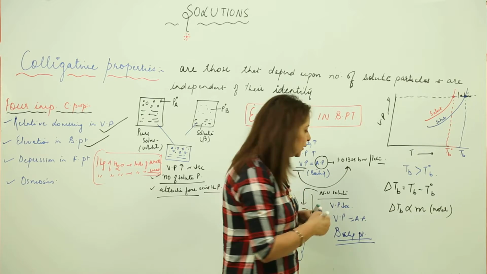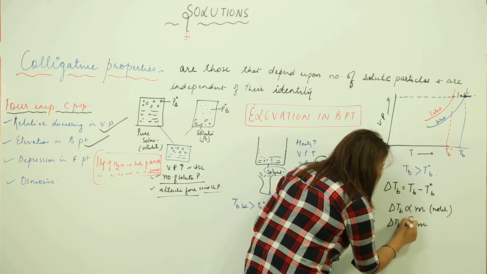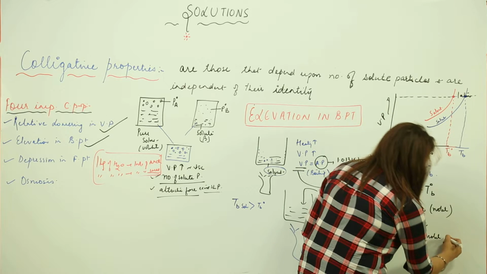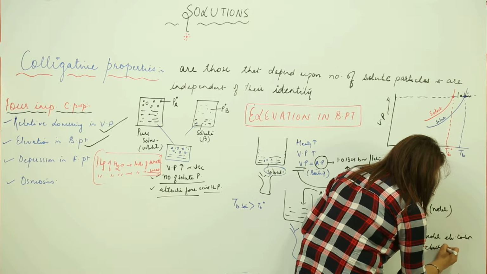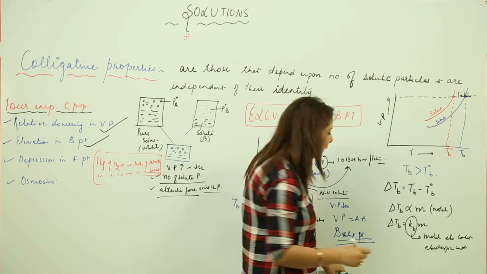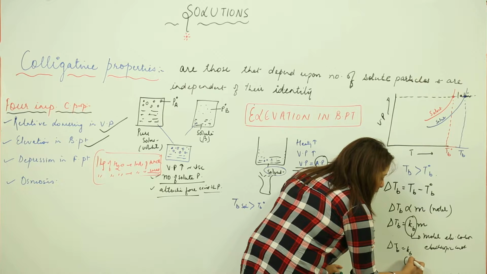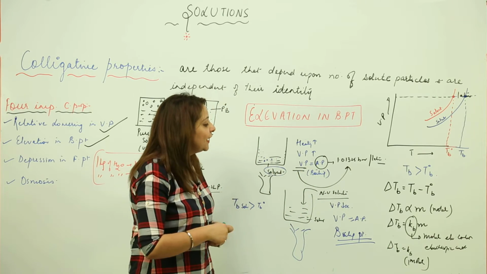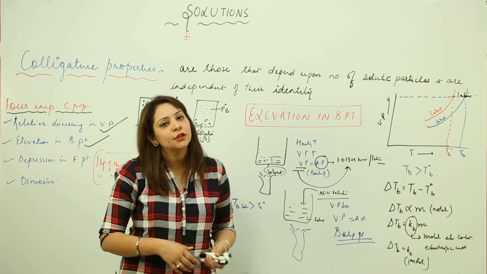And we need to have an expression also. So I will remove the proportionality sign, and I get the constant Kb. Kb is the molal elevation constant, or the ebullioscopic constant. If we take the concentration of the solution as 1 molal, then delta Tb is equal to Kb. Hence it is proved that it depends upon the molal concentration of the solute, and that means it is a colligative property.